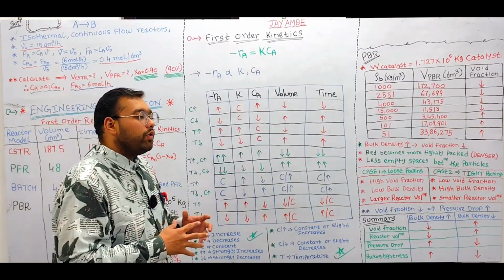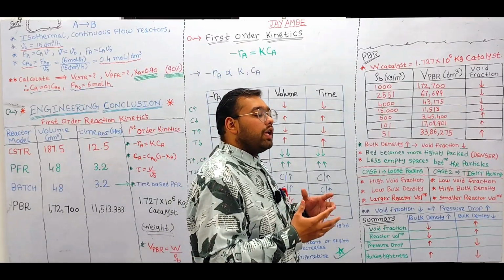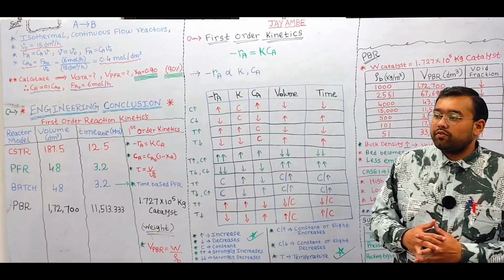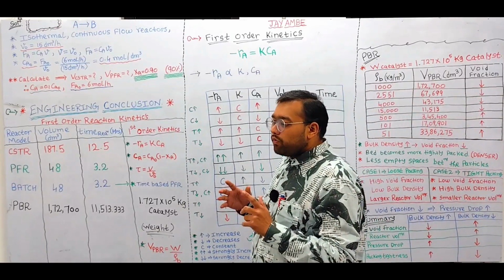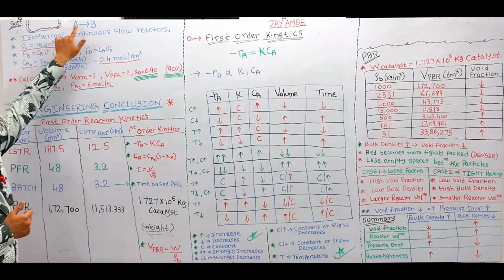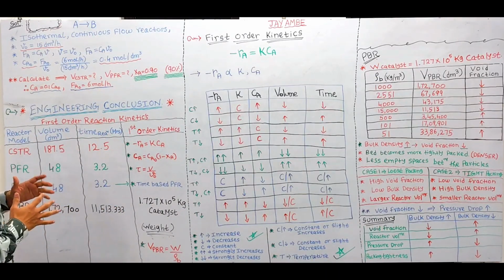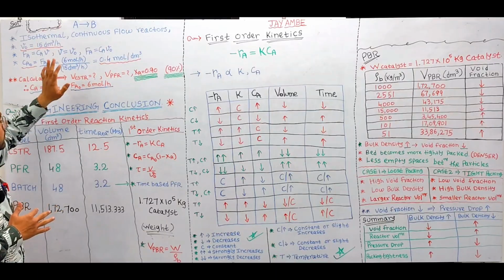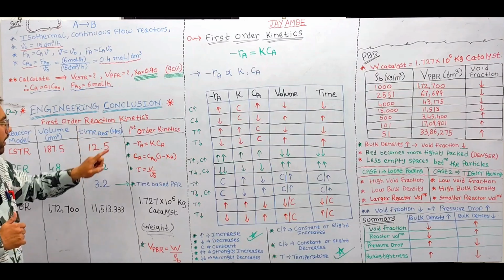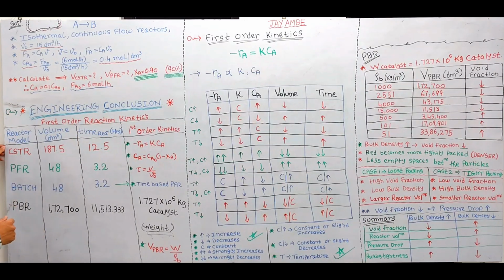In today's lecture, we are going to understand the engineering conclusion for the first order reaction kinetics, where we have a single reaction in which reactant A is transformed to the new product B. We have kept all the operating parameters constant, and we are solving for the first order reaction kinetics by using different reactor models: CSTR, plug flow reactor, batch reactors, and packed-bed reactors.